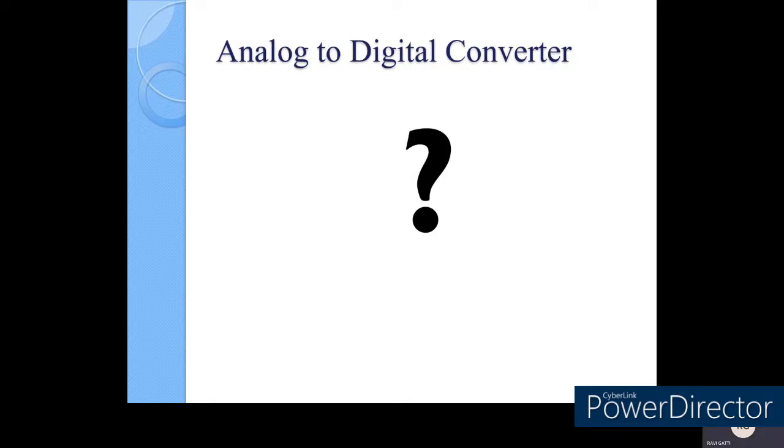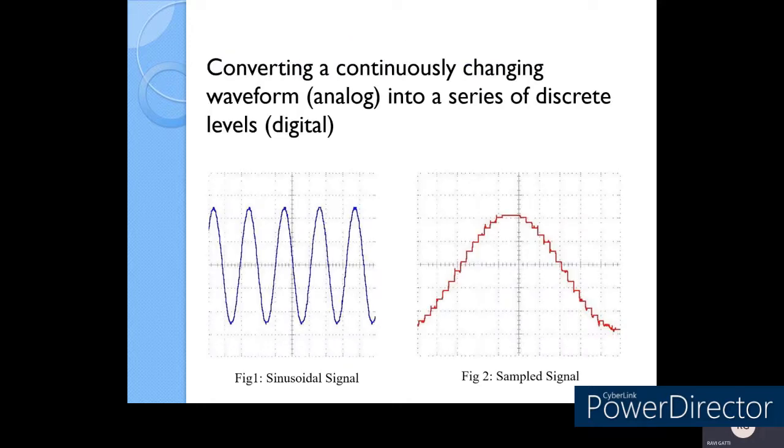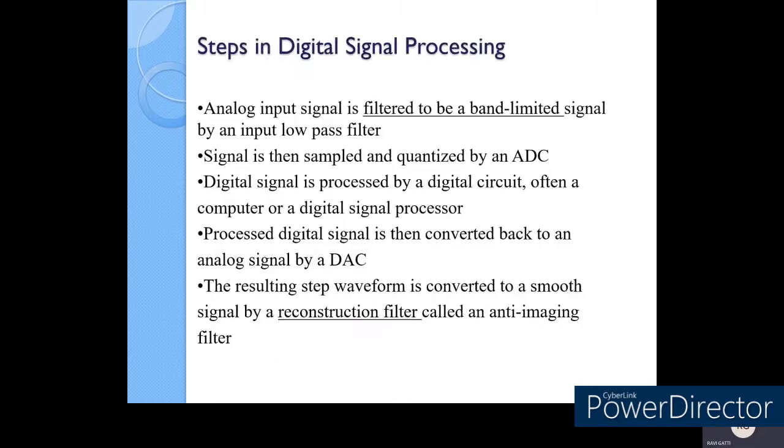Okay, so now let us look into analog to digital converters. Basically, an analog to digital converter is nothing but the conversion of a continuous wave signal into a discrete signal. You can see in figure 1 we have a sinusoidal signal, and this sinusoidal signal has to be converted into a discrete manner. To convert this analog signal into digital values, we go through three important steps. The first one we call sampling.